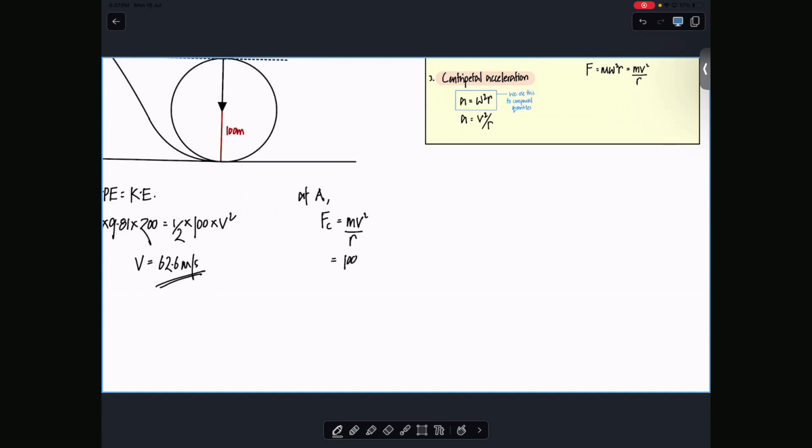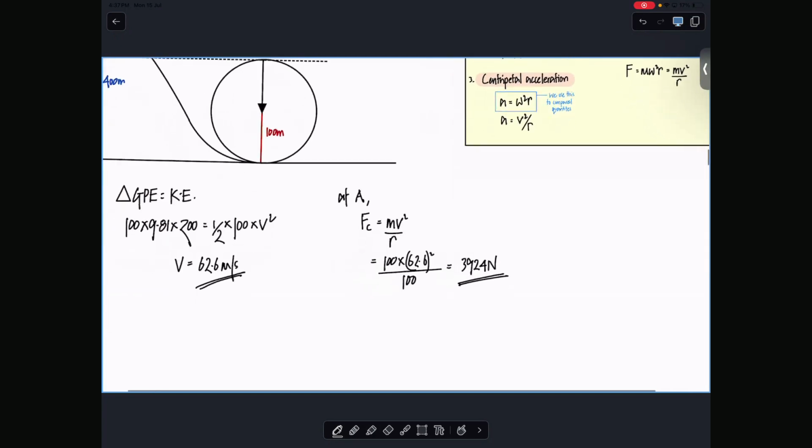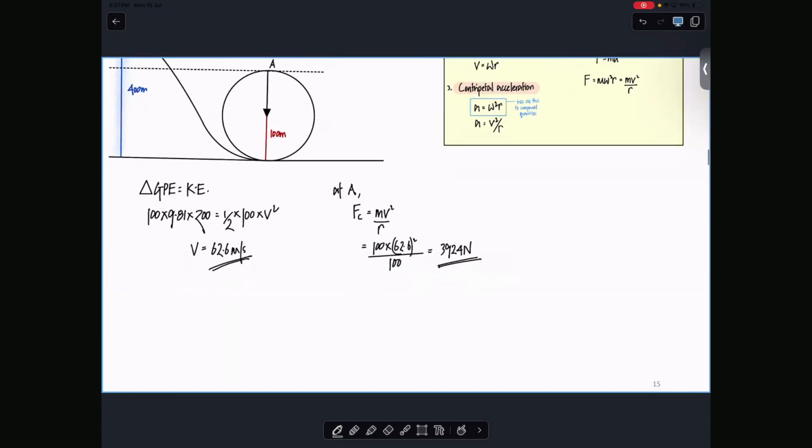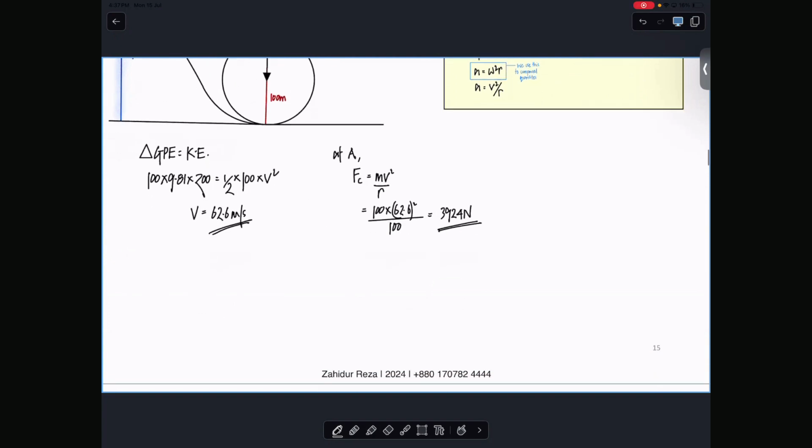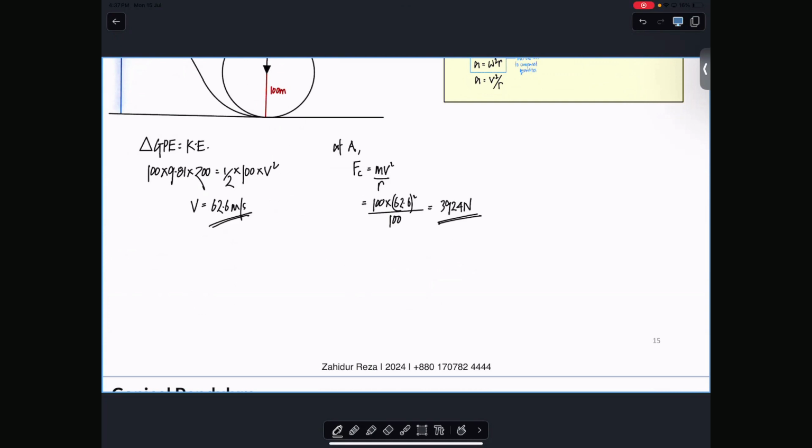So that's 100 into 62.6 square divided by, what is the radius here? 100. How much is this? 3924 Newton. So the centripetal force requirement is 3924. Who has to provide that? Weight and reaction, right? So let's see. If I apply the forces, so equation at top, equation at A. What's the equation at A?